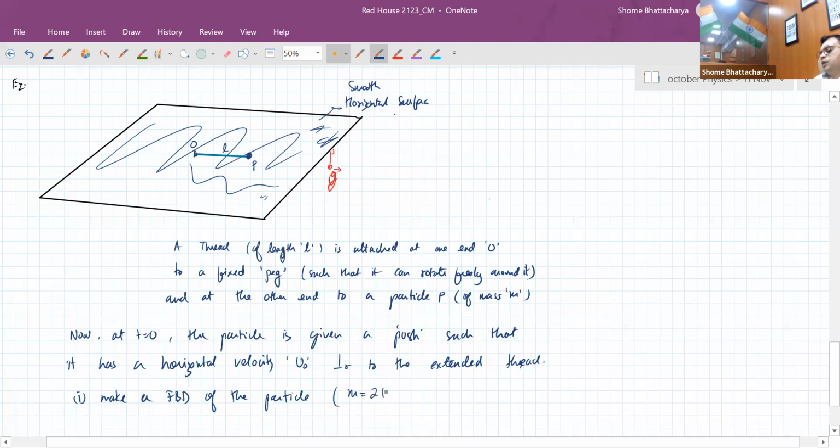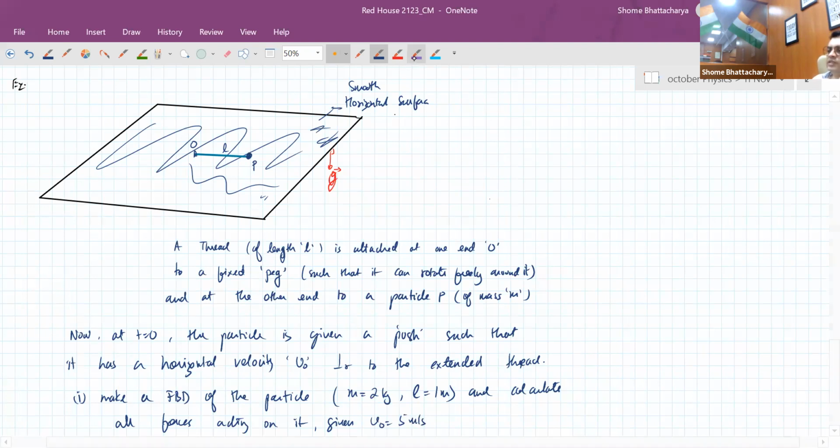Take the mass to be 2 kilograms and the length of the thread to be 1 meter, and calculate all the forces. So we are now basically at t equal to 0.